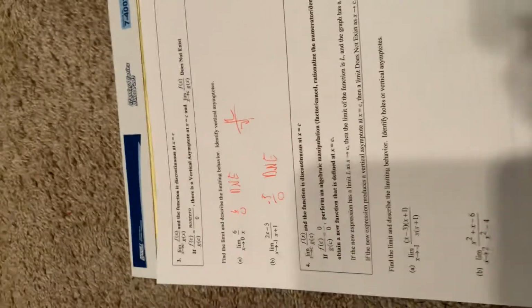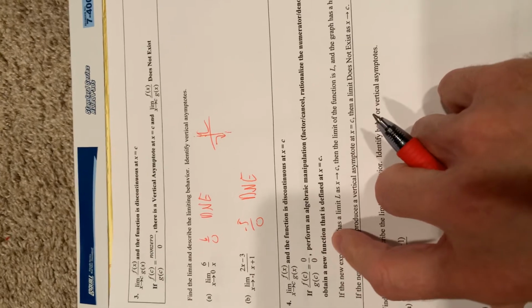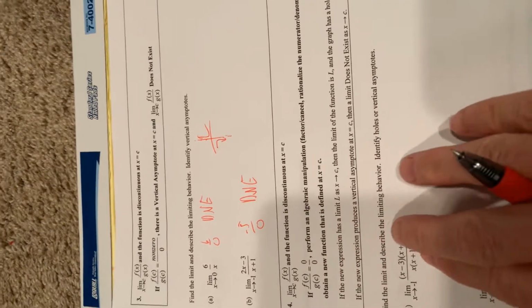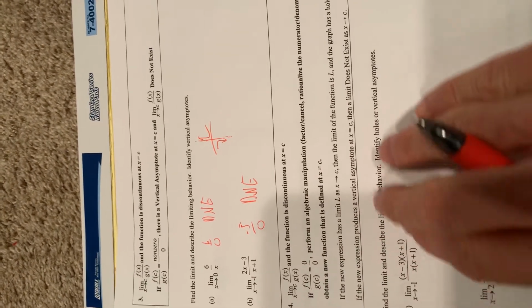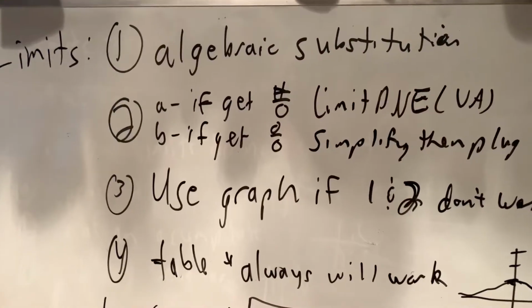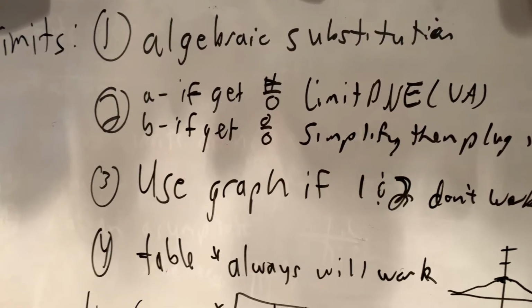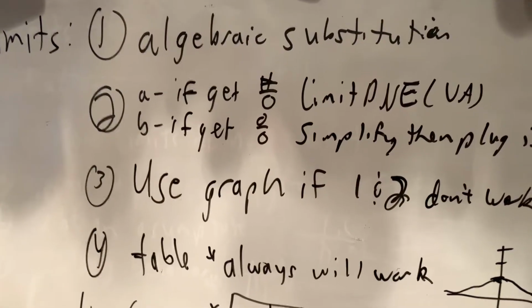Okay? So now the other thing that can happen is you're going to get 0 over 0. If that's the case, you're going to be able to simplify. We're going to simplify the function, and then we're going to plug that into the new expression. So I'm going to take you back up here real quickly to show you. So once again, our big purpose is I want to evaluate limits. The first step is going to be algebraic substitution. If it's a constant, the limit of any constant is itself.